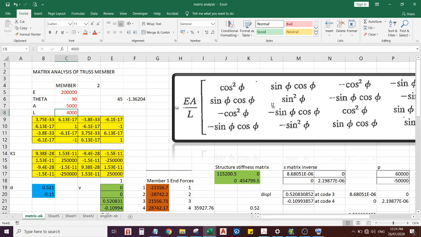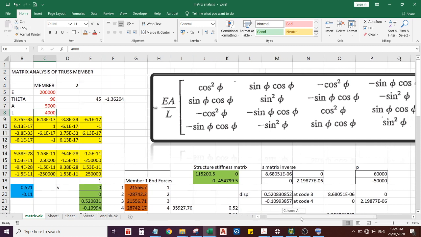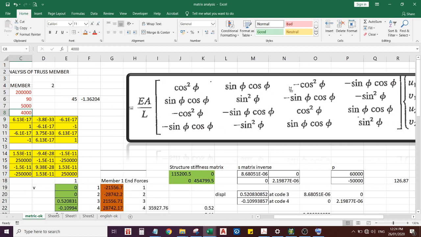Okay, according to this stiffness matrix here, our stiffness matrix in the global sense is this one: 4 by 4, cosine square phi, sine phi cosine phi, negative cosine square phi, negative sine phi cosine phi, so on and so forth. Remember, the stiffness matrix of an axial member is symmetric and a square matrix. So what I have here will be this.